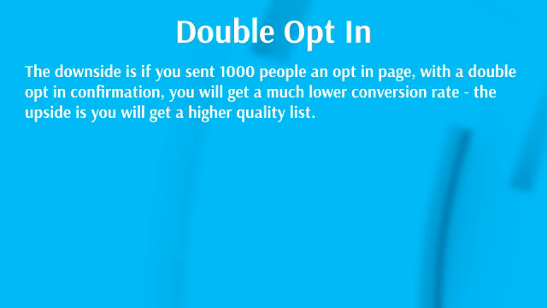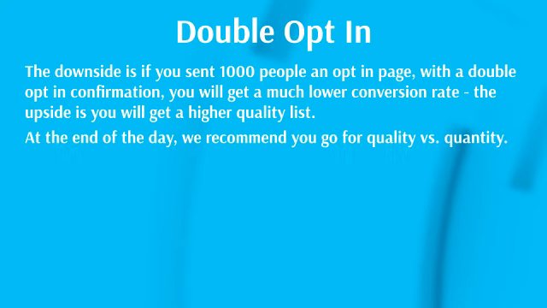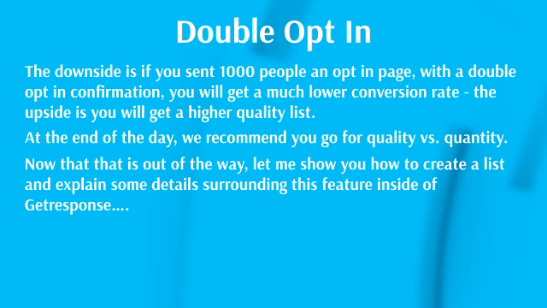click-through rate. So like I said earlier, the downside is if you send 1,000 people to an opt-in list, that's going to be a much lower conversion rate. But at the end of the day, we recommend that you go for quality versus quantity. So now that that is out of the way and we've talked about the fundamentals and some advanced strategies, let me show you how to create a list within GetResponse and explain some details surrounding this feature inside of GetResponse.